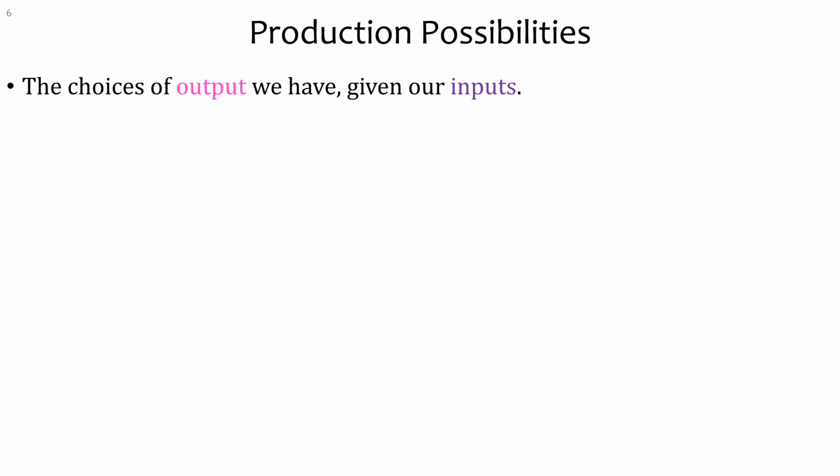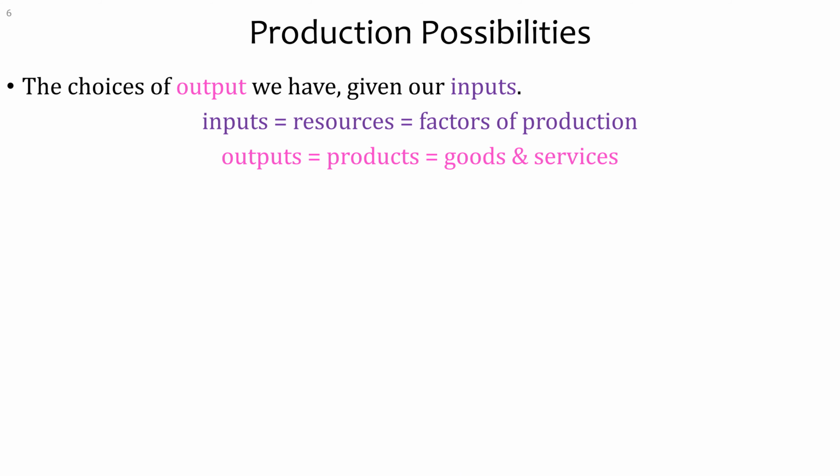This is a new concept, so when you take your notes, write a new heading, production possibilities. It is an application of opportunity cost. So this is about the choices of output that we have given our inputs. Just a reminder, inputs are the same as resources and the same as factors of production. Those three are synonymous. So if you remember, we had four main resources, and one of the main ones that we talked about was labor, workers. And outputs are the same as products or goods and services.